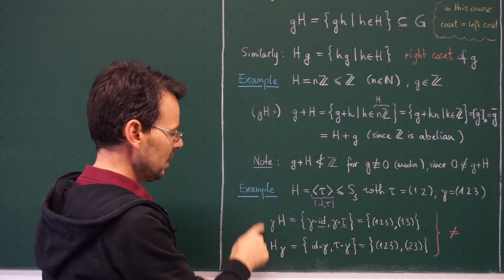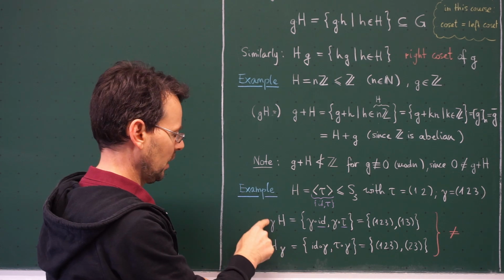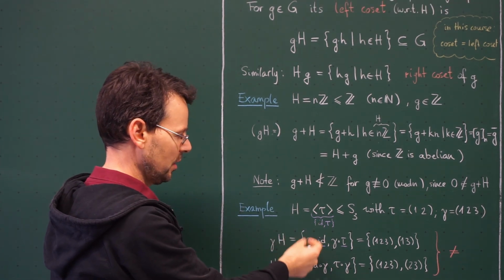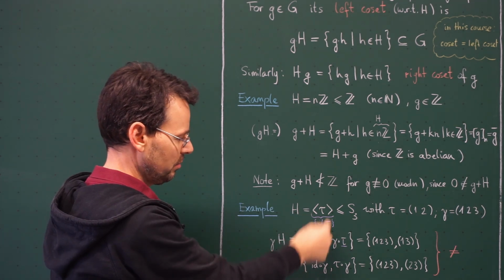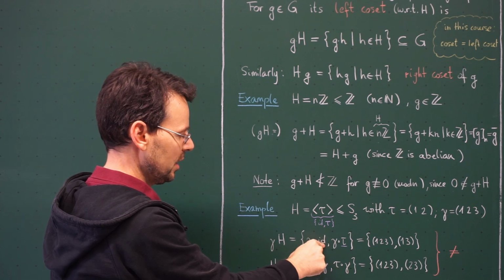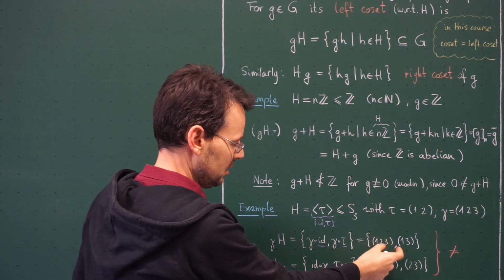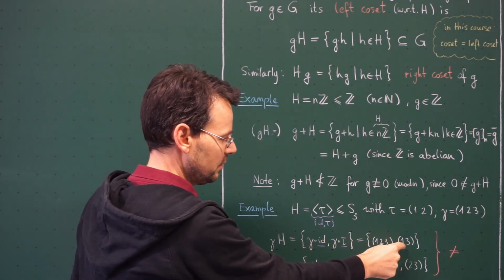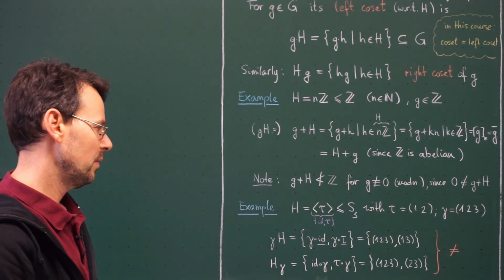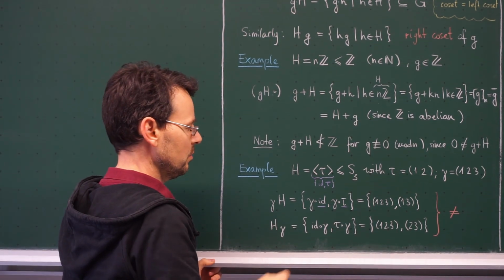And now we take a look at the left and the right cosets. γH, the left coset, is by definition γ composed with all the elements of H. But there are only 2, so this is γ composed with the identity and γ composed with τ. And this clearly is γ itself, and this here gives the transposition (1 3). Please pause the video and think about that for 10 seconds. Just look at these permutations.